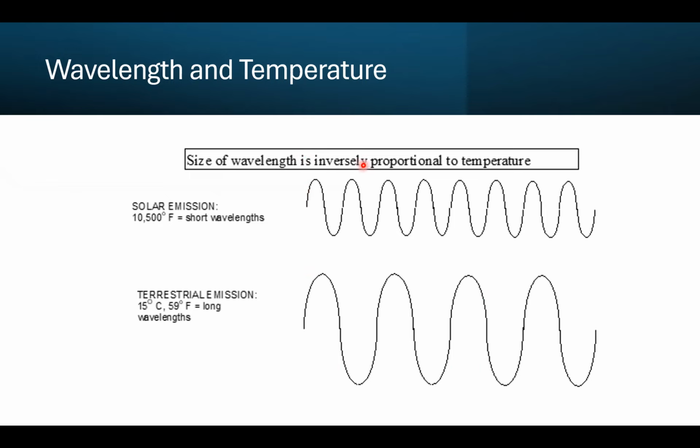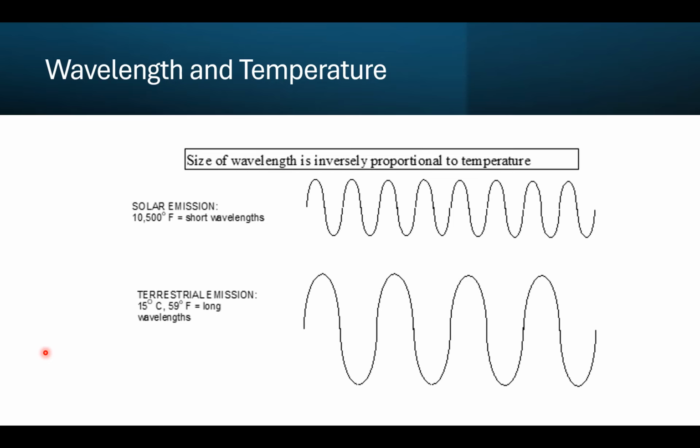Here's an example of the size of the wavelength and the temperature. When we think about size of wavelength, it's inversely proportional to temperature. The first set of waves here, these are shorter wavelengths, okay? And this is solar emission. This is a typical shortwave solar radiation wavelength that you'd see. Notice though, the terrestrial wavelength here on the bottom, look at the size of these waves now. You notice that they're larger wavelengths. Basically, the shorter the wavelength, the hotter the temperature of the object. The longer the wavelength, the cooler the temperature of the object.